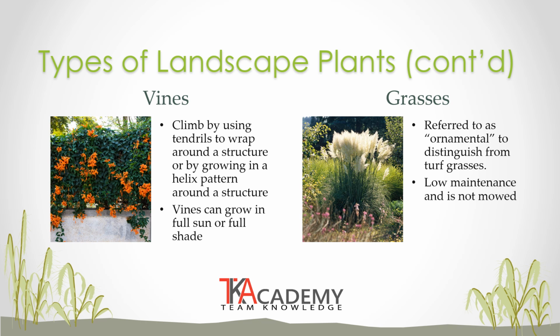Grasses have growth habits that are either clumping or spreading. Spreading grasses expand rapidly by aboveground or underground stems. Clumping or bunching grasses grow in a clump that gradually increases in size.